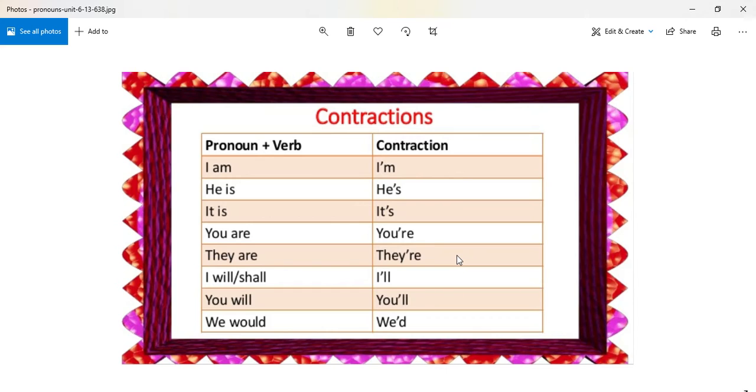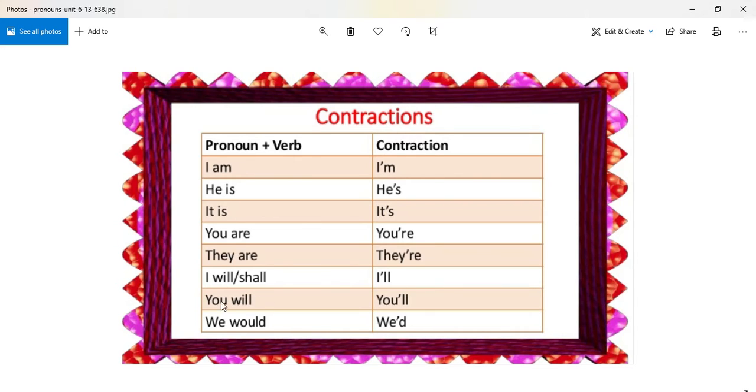Will and shall. How do we make contractions for will? Will here is different. We don't skip just the W, the first letter. No, we skip the W and I. And the same for shall. We skip SH and A. We just use the double L and an apostrophe, of course. I will becomes I'll. I'll go to France next week.